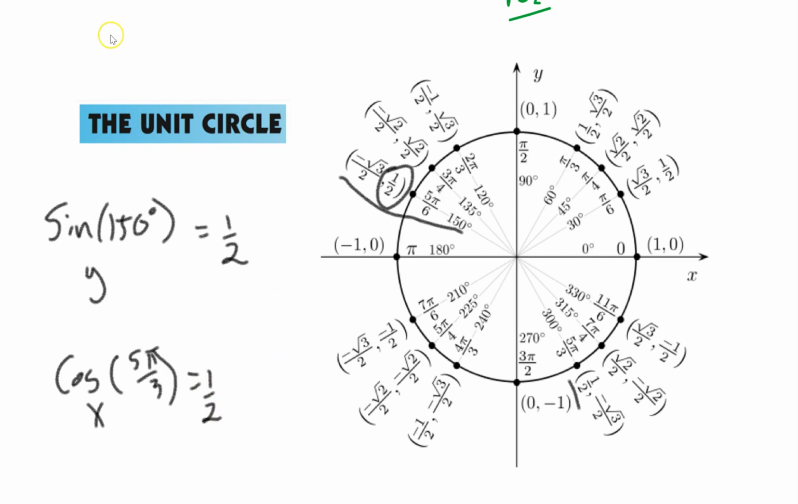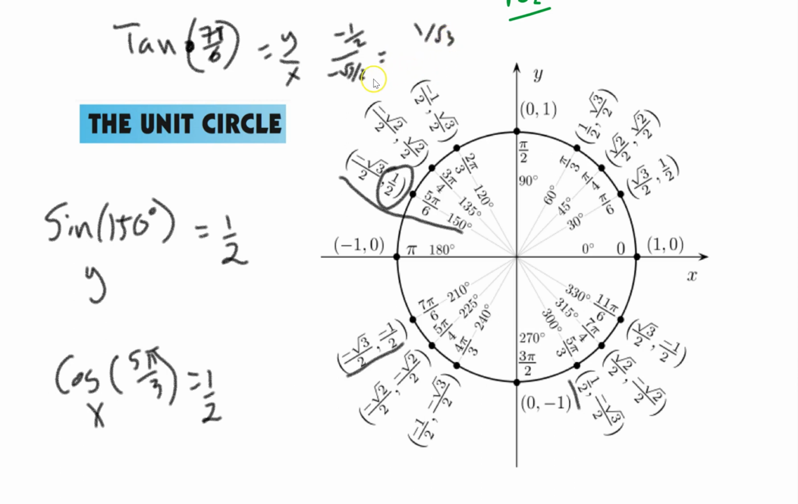Right? And then you're like, okay, how about tan? So tan, let's do tan of 7 pi over 6. 7 pi over 6 is over here. Remember, tan is y over x, sine over cosine. So you have to put the y value over the cosine value. So like negative 1/2 over negative root 3 over 2. And then simplify it, stuff cancels out, you get this. And that's how the unit circle is going to work.